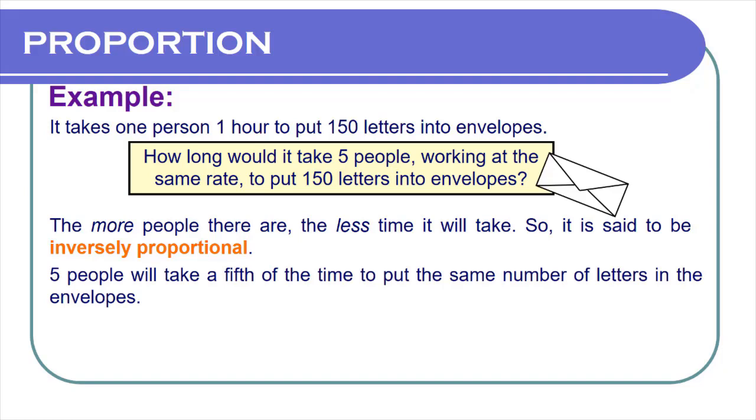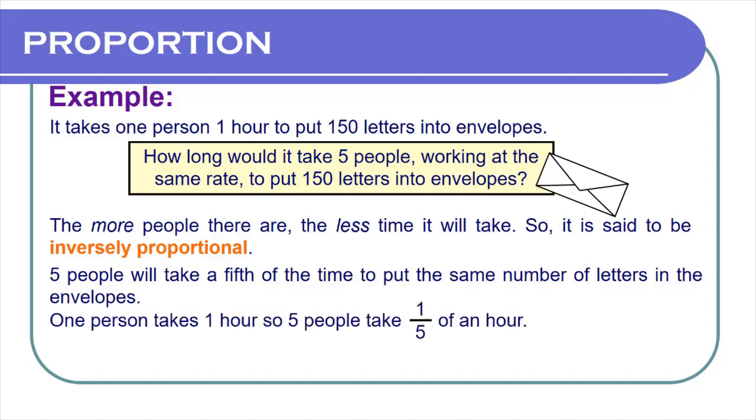5 people will take a fifth of the time to put the same number of letters in the envelopes. It means one person takes 1 hour, so 5 people take 1/5 of an hour. So 1/5 of 60 minutes is equal to 12 minutes. So if there are 5 people working at the same rate to put 150 letters into the envelopes, it will take 12 minutes.